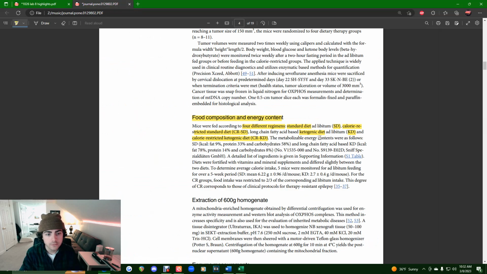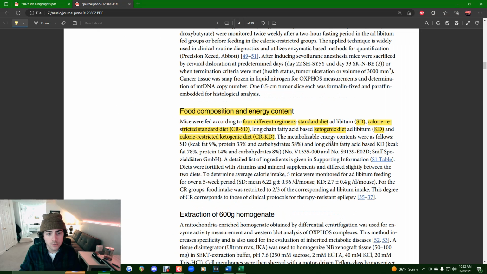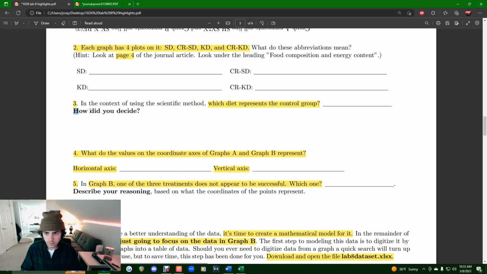Well, if you look at these four, the one that represents more of a control group than the others would be the standard diet, because it's the one with the least amount of restrictions. The word standard feels like it gives it away, right? It's not calorie restricted. It's not ketogenic. That's how I would decide that.